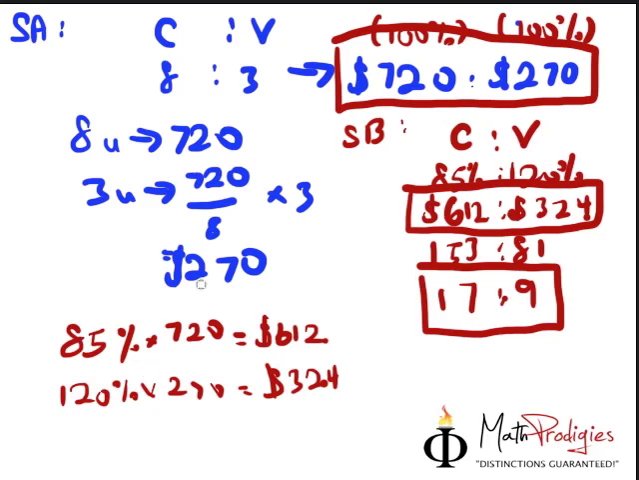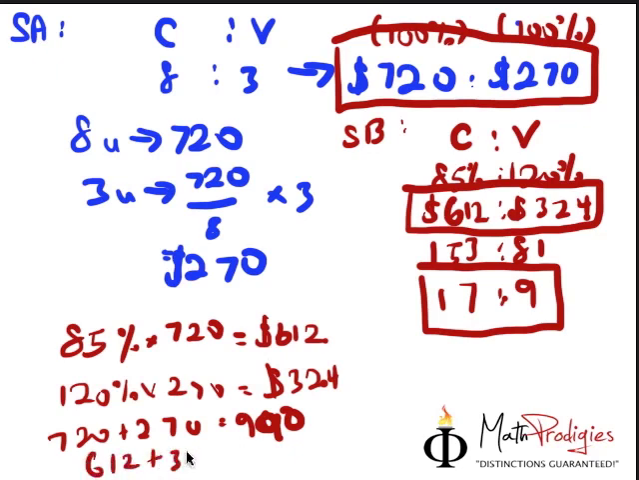720 plus 270 will give you 990. And 612 plus 324 will give you what? 936. Am I right? Yep. So 990 minus 936.